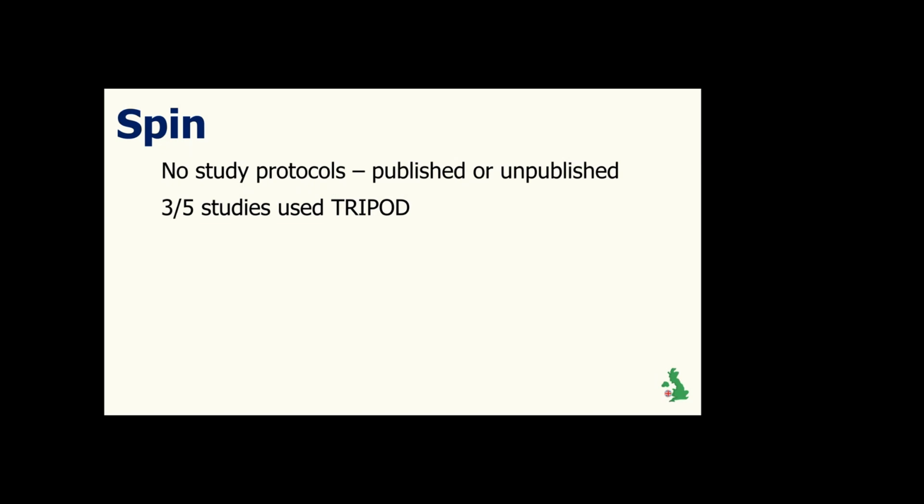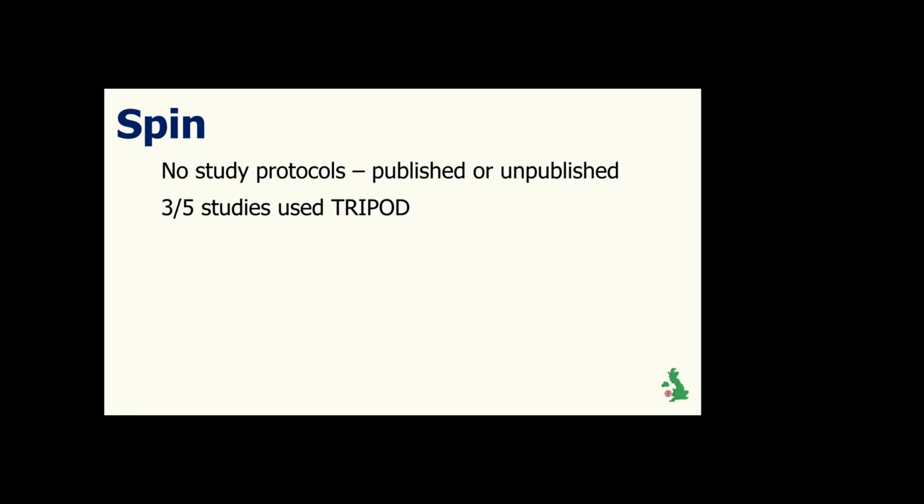And then just moving on to now spin. So this is now considering the context that I've shown you in terms of reporting quality, methods quality, considering all of that, how are these studies then actually reporting their results? How are they interpreting them?